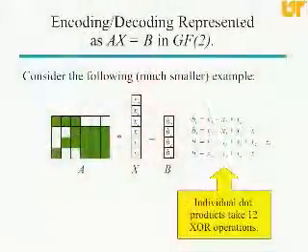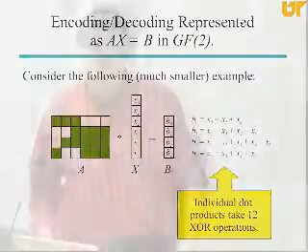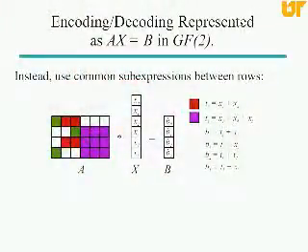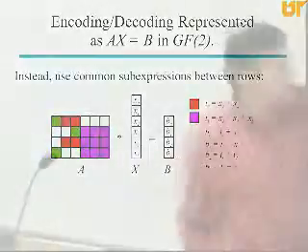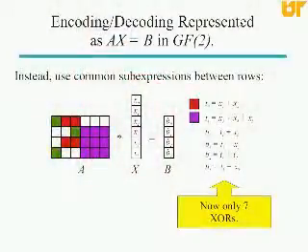So each row of the matrix represents a dot product, which I have identified there by the equations. And if you do them individually, that's going to equal 12 XOR operations. However, if you note there are common sub-expressions, there are common regions of this matrix that if you pre-calculate them and then use those to calculate the final products, then you reduce the number of XOR operations from, in this case, 12 to 7.